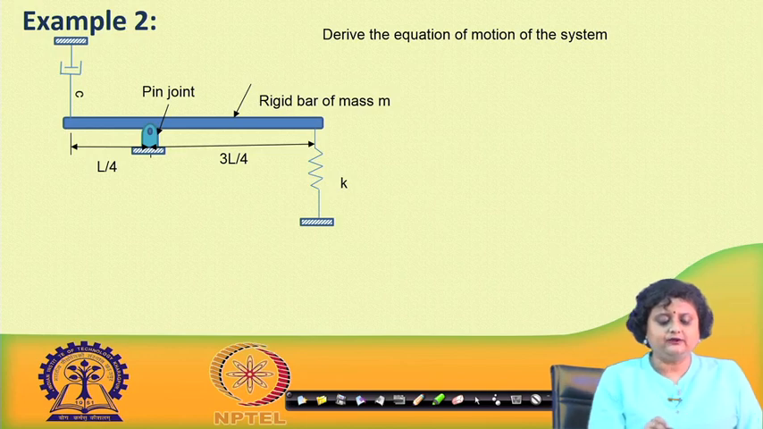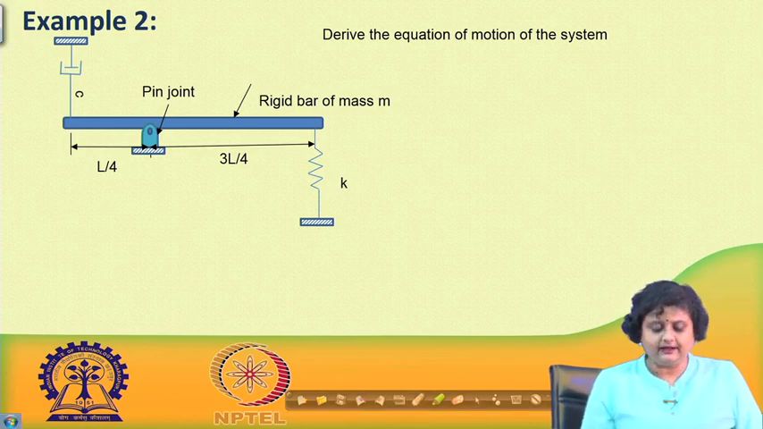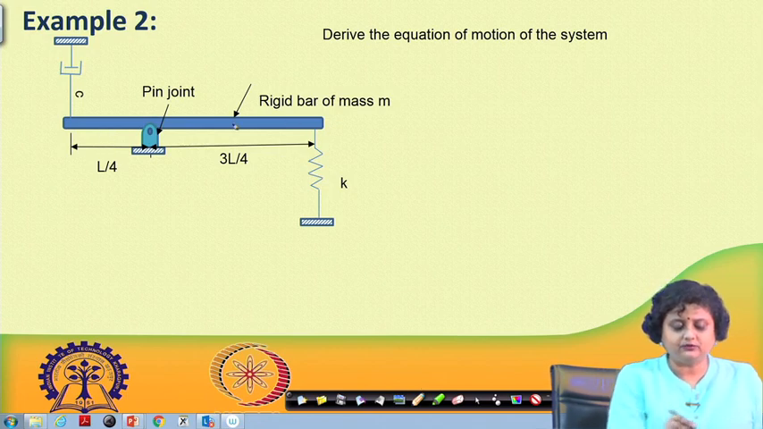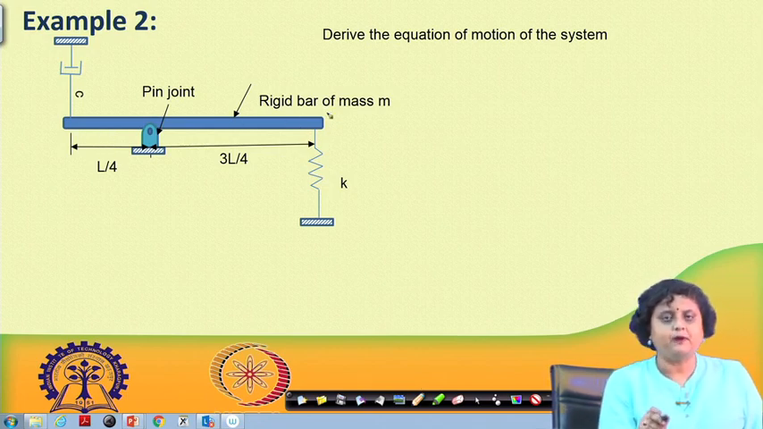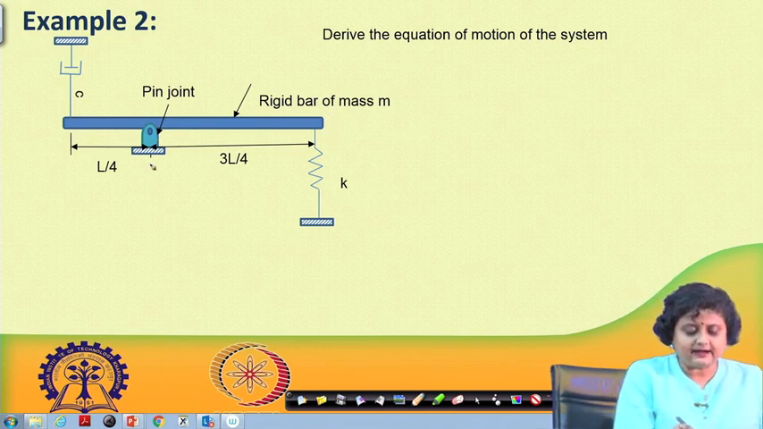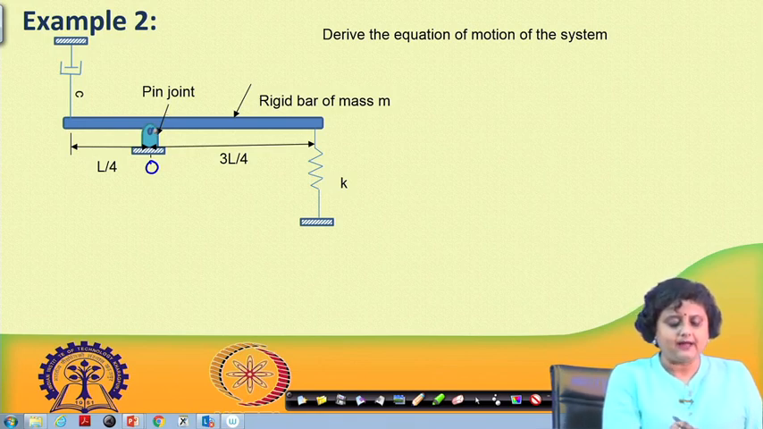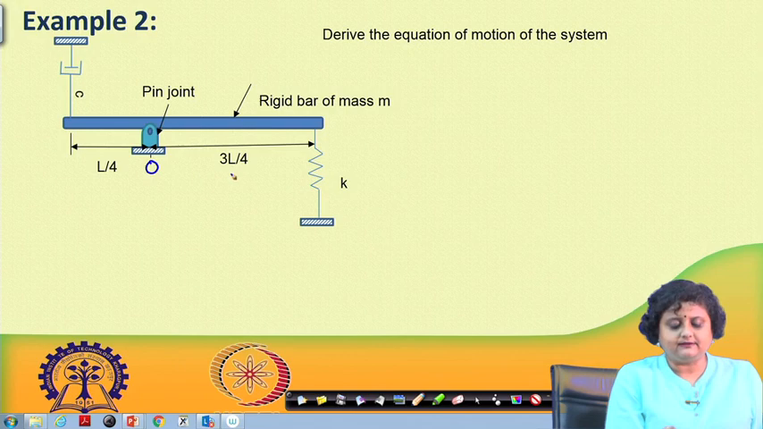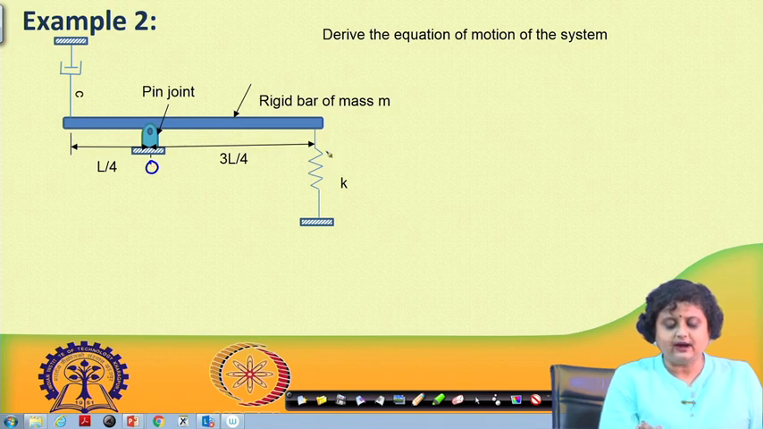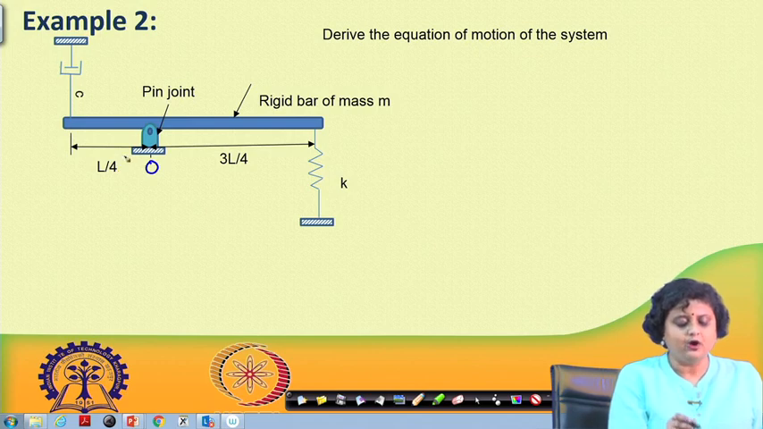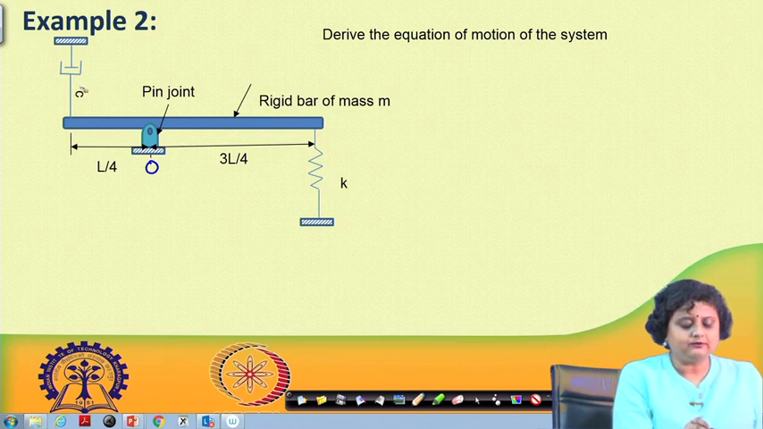Okay. So, now this is the system which has a rigid bar. This blue color bar is a rigid bar of mass m. It is connected at a point O by a pin joint, so that this bar is free to rotate about this pin joint. At a distance 3 L by 4 from the point O, that is the point of the pin joint, a spring of constant K is attached, and at a distance L by 4 from the point O, a damper of damping coefficient C is attached to the system.